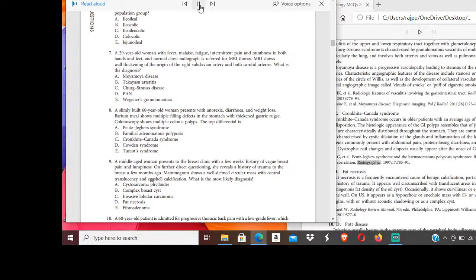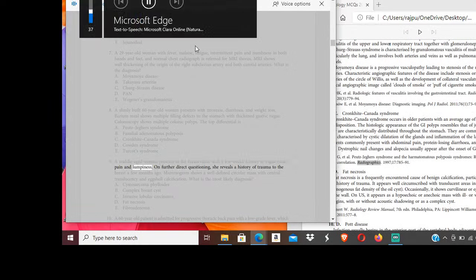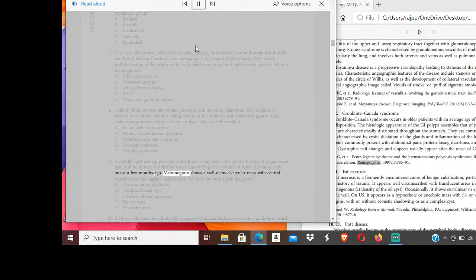vague breast pain and lumpiness. On further direct questioning, she reveals a history of trauma to the breast a few months ago. Mammogram shows a well-defined circular mass with central translucency and eggshell calcification. What is the most likely diagnosis?